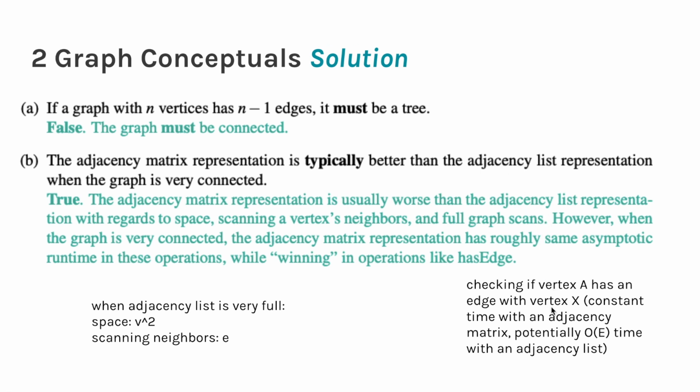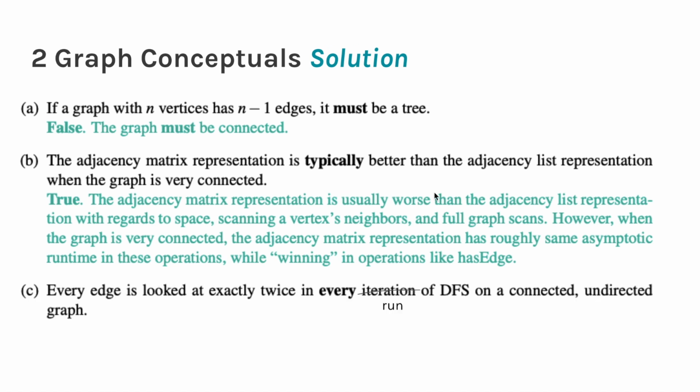Whereas with an adjacency list, you have to loop through that list and see if vertex X exists in the list that A is pointing to, which could potentially be big O of E time if the graph is very connected.